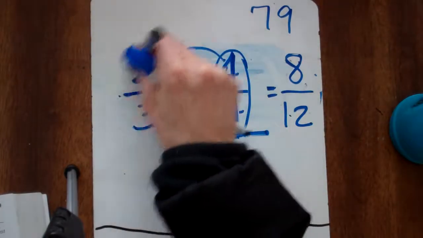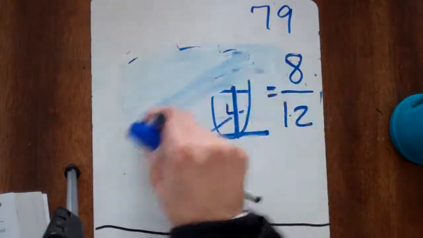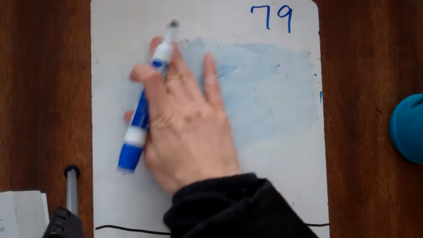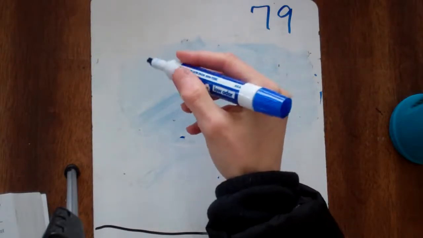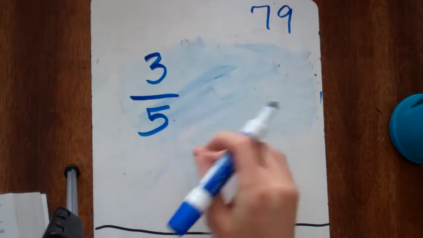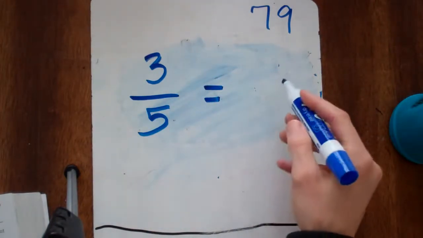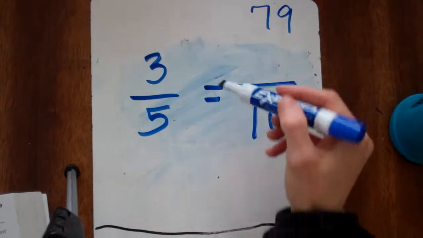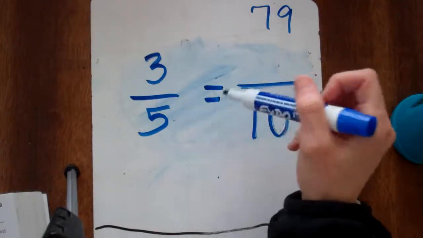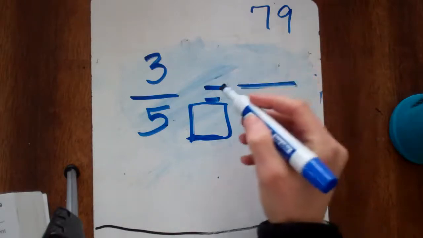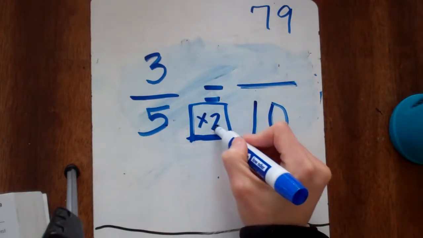All right, but let's do one without this little thing right here. Okay, because that's how they're going to be asked later on in the lesson practice. Okay, so here's an example of one. They put 3/5 equals, and then they have a 10 right here. Now, you're still asking yourself the same question. 5 times what equals 10? Okay, and hopefully you see that it is going to be times 2.